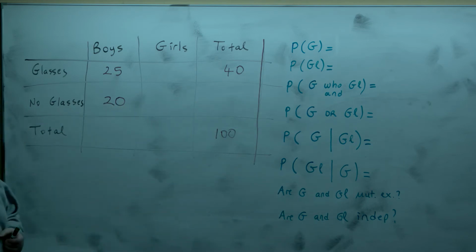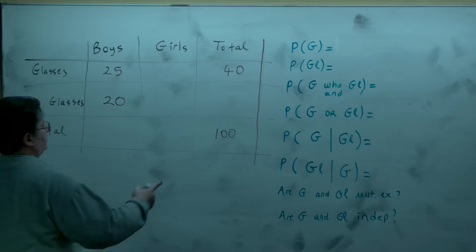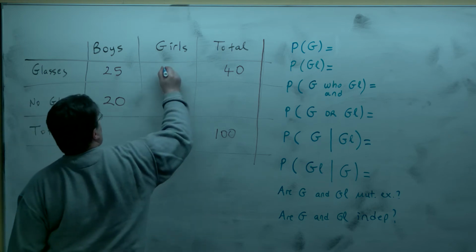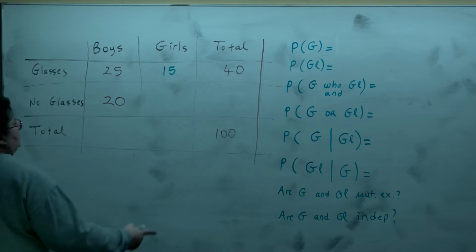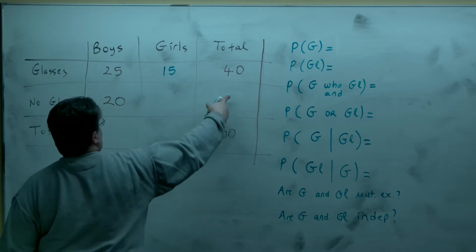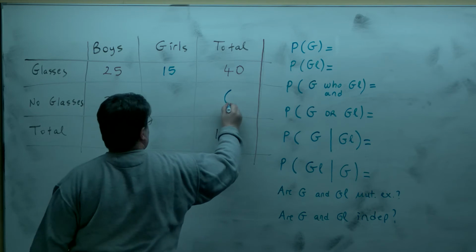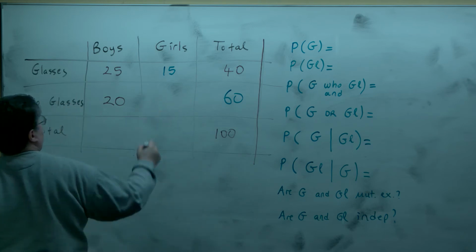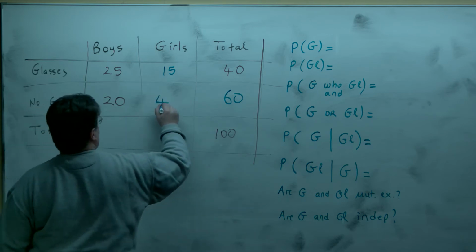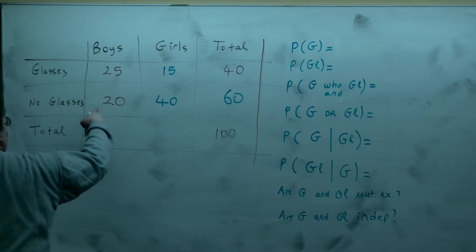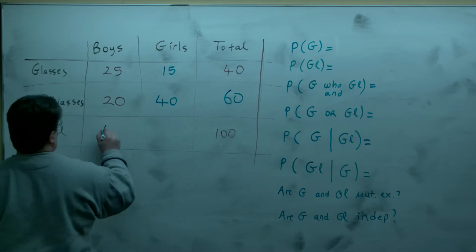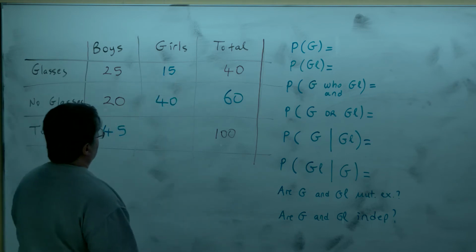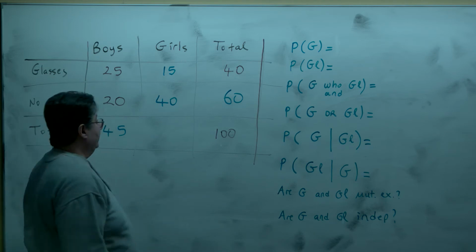Okay, let's complete the table first. Since there are 40 students here, how many are here? 15. 15, yes. And then since there are 40 here and 100 here, how many students are here? 60. And then 20 here, 60 here, how many are here? 40. 40, yes. 25 here, 20 here, how many here? 45. And then 15 here, 40 here, how many here? 55, yes.